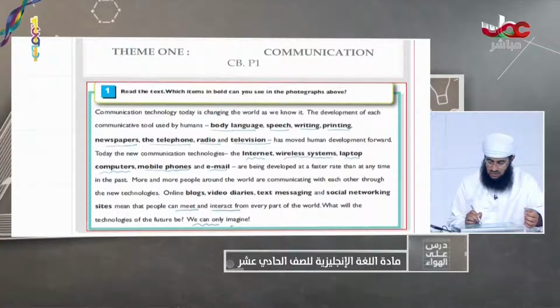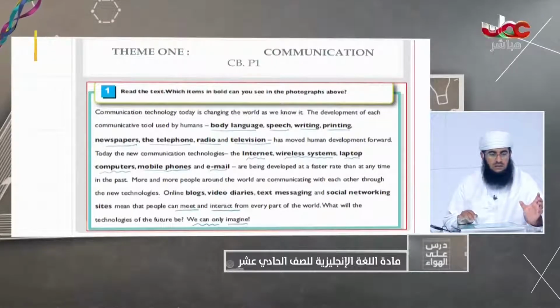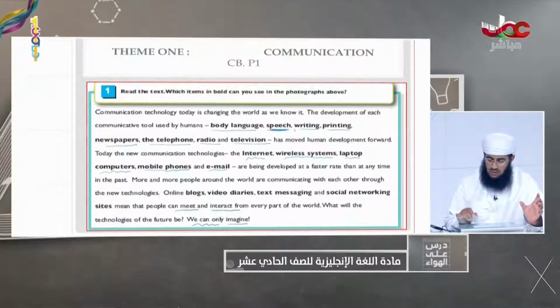We can only imagine. So as you can see, the bolded vocabulary items, you have mostly already understood. For example, body language, I have explained to you, and speech is part of speaking. If someone has a speech, it means that he speaks to a person or a group of people. Then we have writing, printing, newspaper, the telephone, radio, television, and so on. These are well-known vocabulary items. Internet, wireless system, laptop, computers, mobile phone are everyday vocabulary items that we have in everyday life.